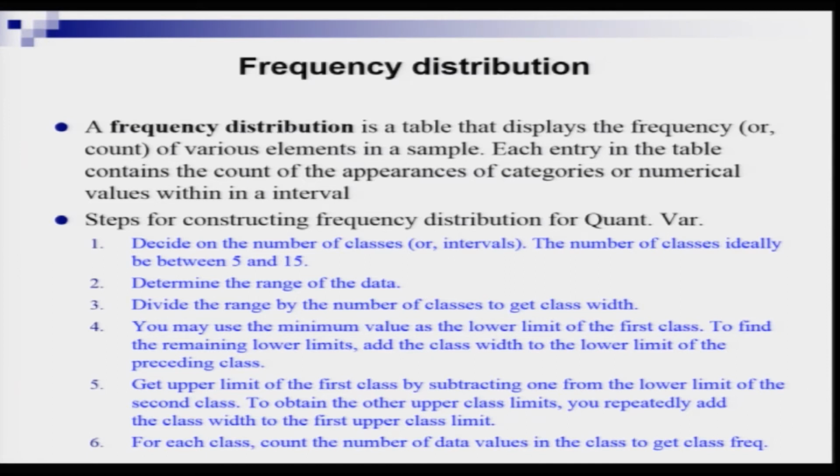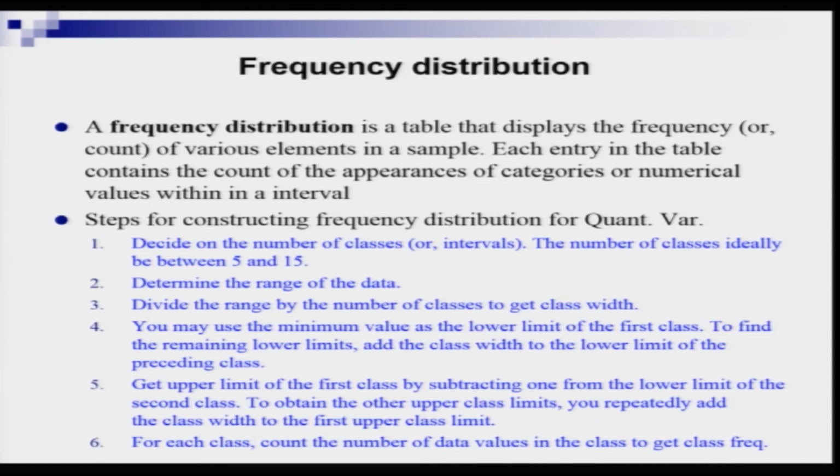Now, come to step 2, where you need to determine the range of the data. What do I mean by that? You can rank order the values of the variable that you are interested in tabulating, and then if you sort it, you can easily figure out the minimum value and the maximum value of the variable in the sample. So, the range is very important to determine, and it is basically the difference between the maximum value and the minimum value of the variable that you are dealing with.